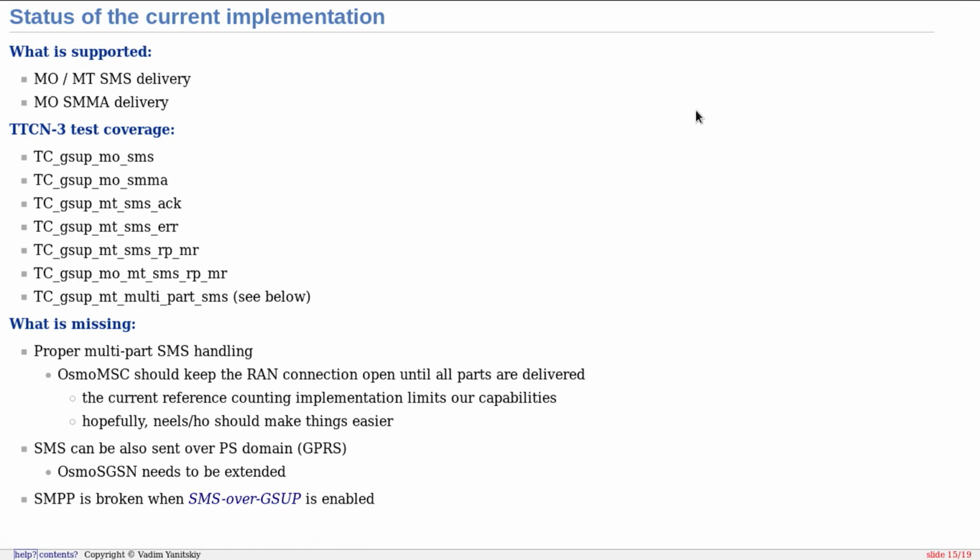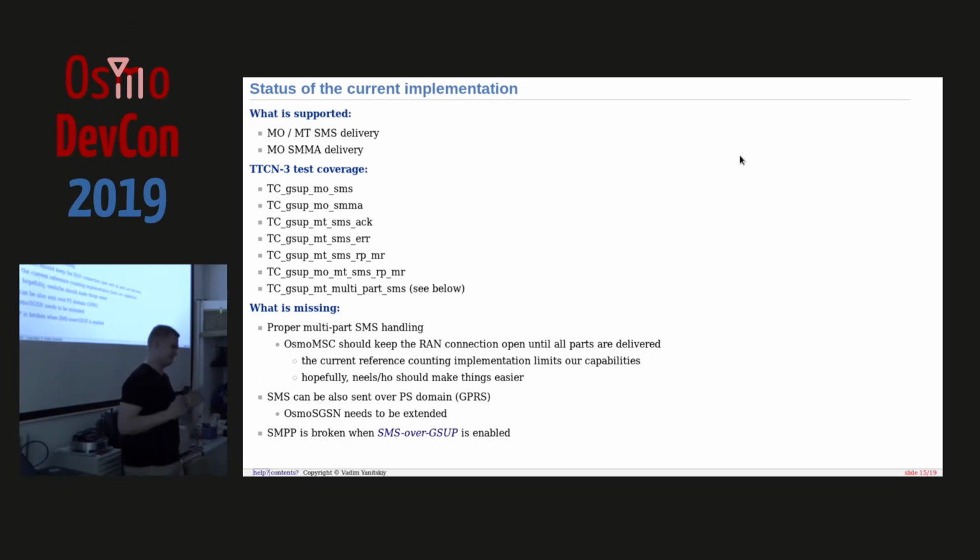The problem is that the SMS center may indicate that there are some more messages to be sent, like if you are running beyond the limit of 160 characters. So the MSC should basically keep the connection until the last part. All the parts are delivered, because there is no need to terminate and establish the connection again and again. It would just waste resources.